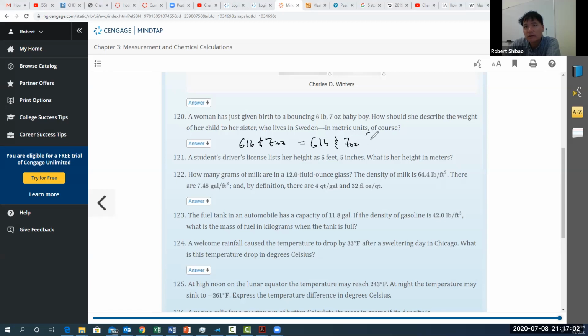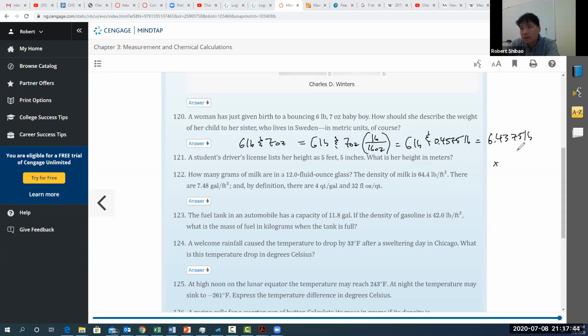I'm going to use dimensional analysis. I know that there are 16 ounces in a pound. So this is going to be 6 pounds and 7 divided by 16, which is 0.4375. I'm not allowed this many sig figs, I'm only allowed one, but I'm going to carry it because I'm not done with the calculation. So this is going to be 6.4375 pounds, the weight of that baby.